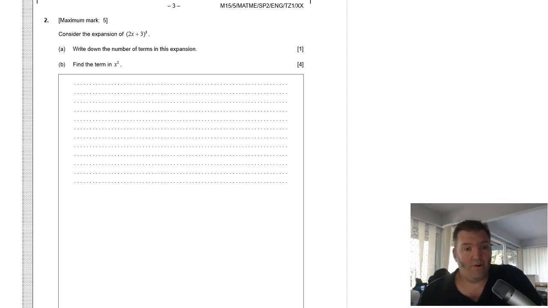Back again, May 2015, Paper 2, Time Zone 1. Here we go. Consider the expansion of (2x + 3) to the power of 8. Write down the number of terms in this expansion.